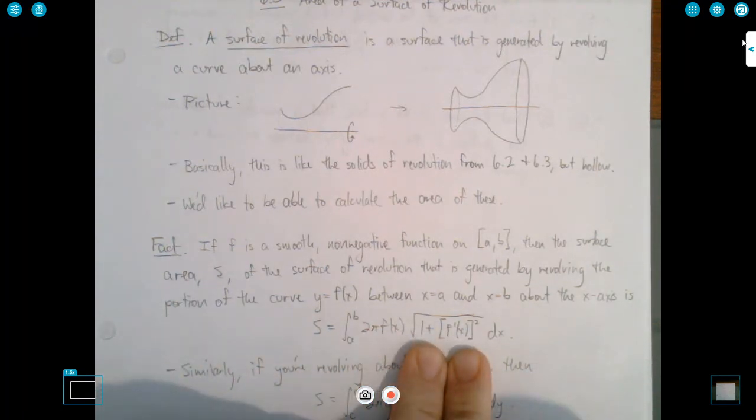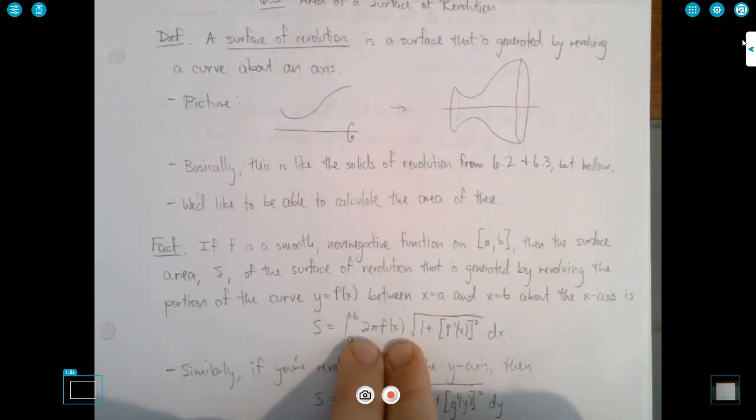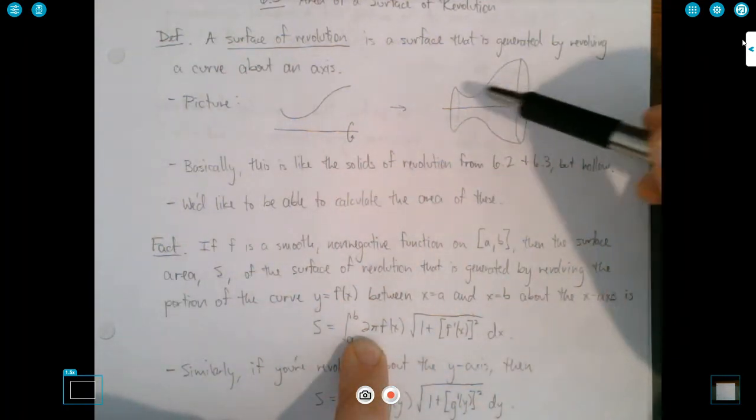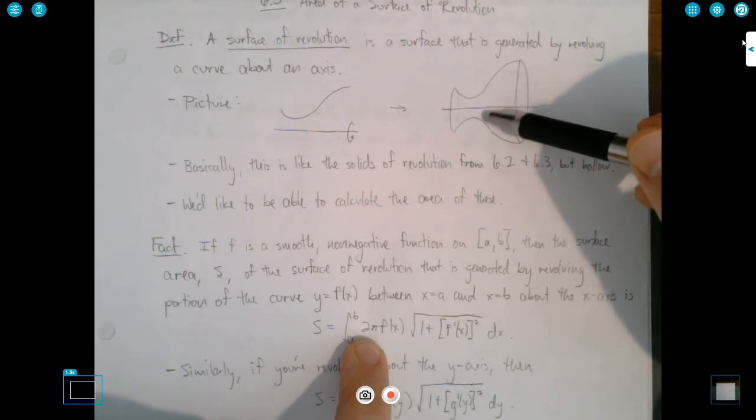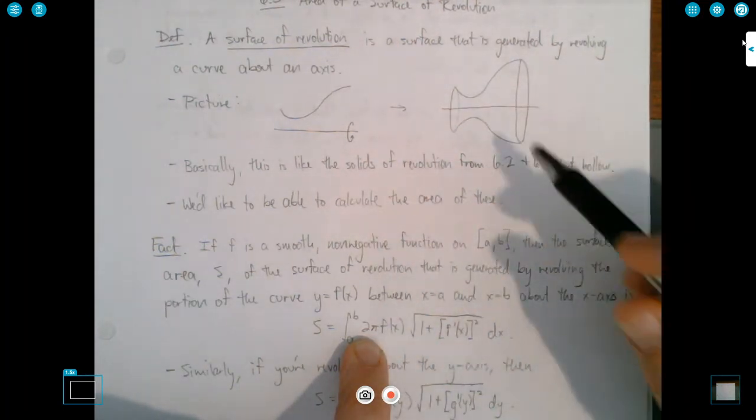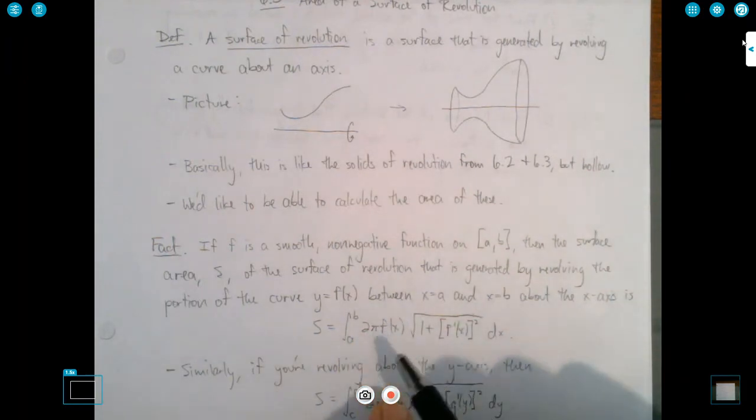This portion looks familiar from the previous section 6.4, right? This is the length of the plane curve. Now this other stuff happens because we are rotating the curve about the x-axis, and so you can kind of think of it like a cylinder, but it's a cylinder that changes radius at any given cross-section. The radius is going to be different. Well, what is the radius at any given cross-section? Well, it's f of x, right?